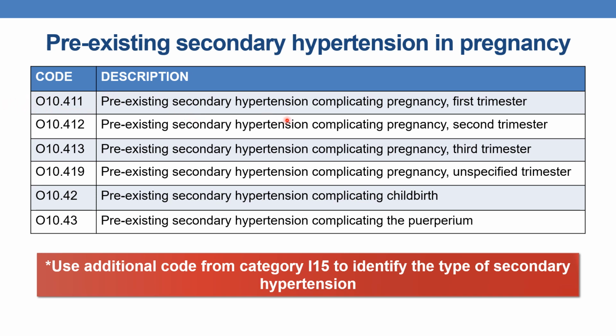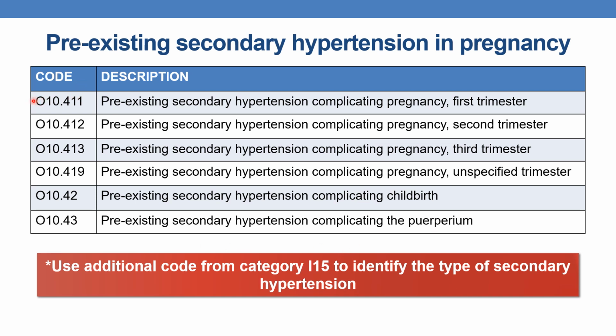O10.411 indicates pre-existing secondary hypertension complicating pregnancy first trimester. O10.412 indicates pre-existing secondary hypertension complicating pregnancy second trimester. O10.413 indicates pre-existing secondary hypertension complicating pregnancy third trimester. And O10.419 indicates pre-existing secondary hypertension complicating pregnancy unspecified trimester. O10.42 indicates pre-existing secondary hypertension complicating childbirth, and O10.43 indicates pre-existing secondary hypertension complicating puerperium.